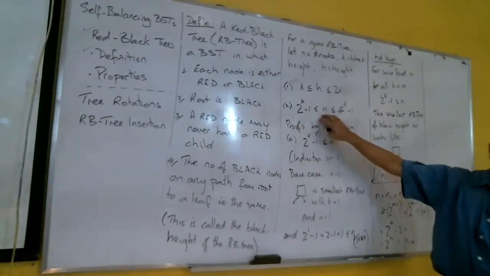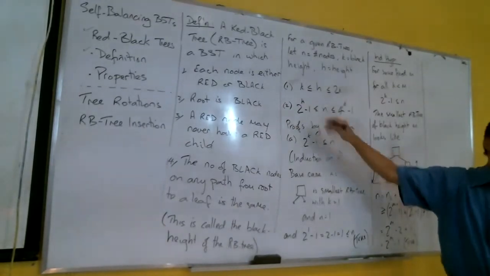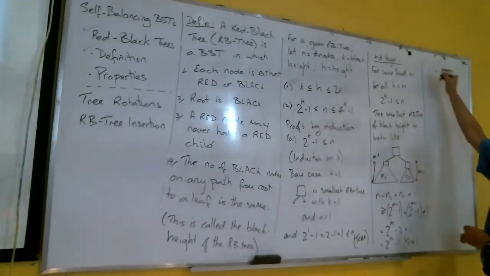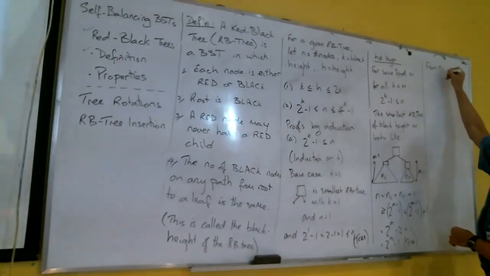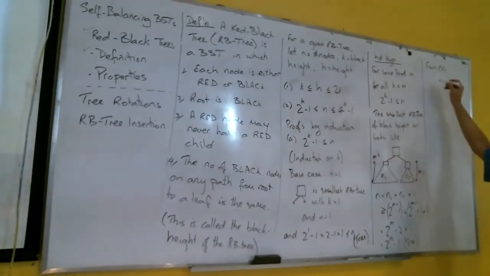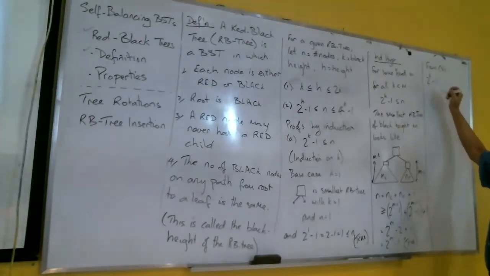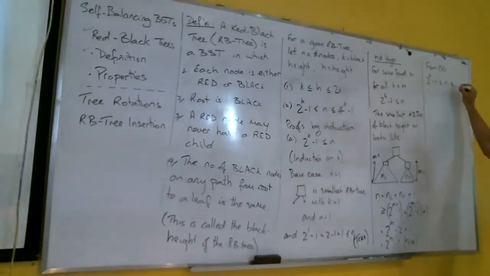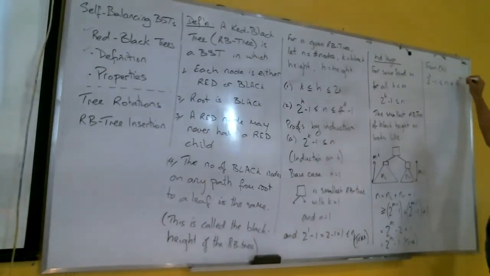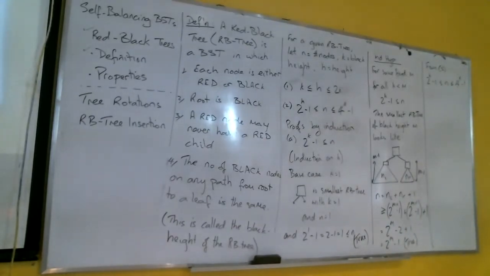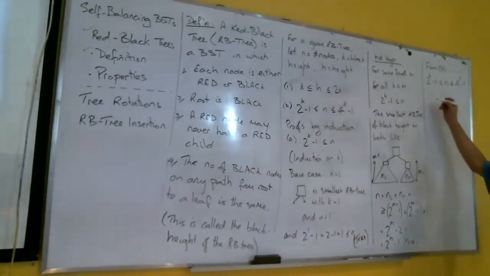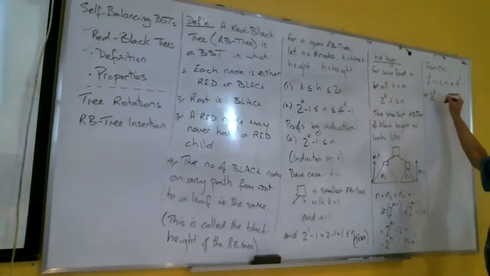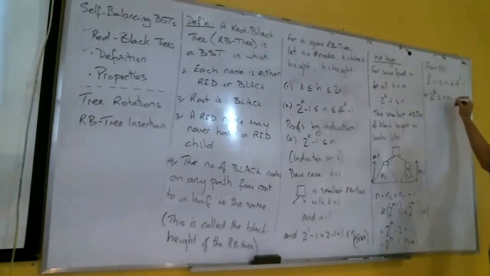Let's examine what the second pair of properties tells us. Notice that I have on one side 2 to the k minus 1. So now we're back to talking about, in general, black height k: 2 to the k minus 1 is at most n, which is no bigger than 4 to the k minus 1. I could add plus 1 to all three sides, and that gives me that 2 to the k is at most n plus 1, which is at most 4 to the k.